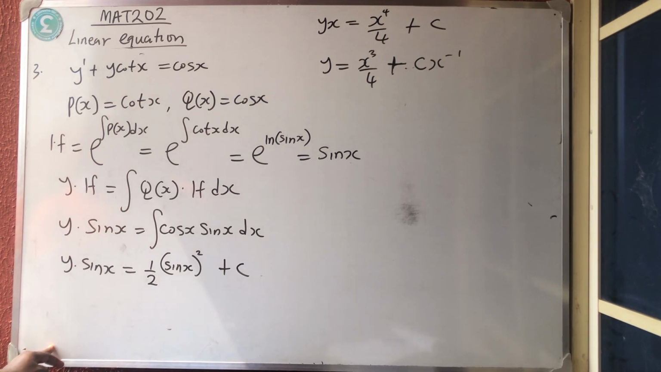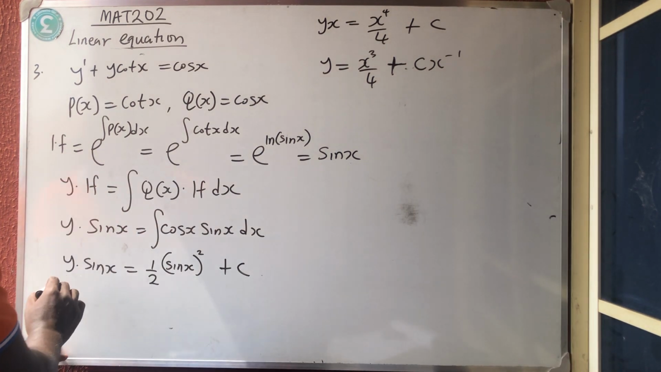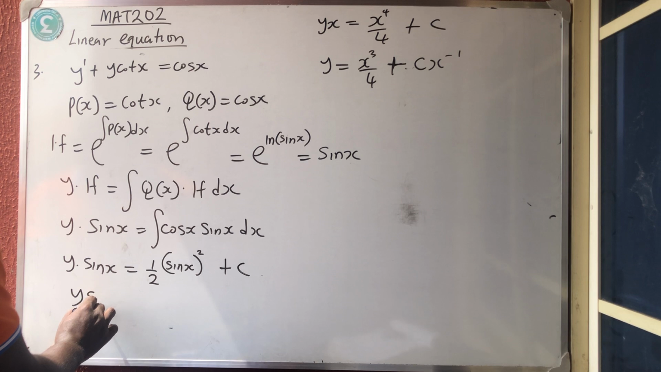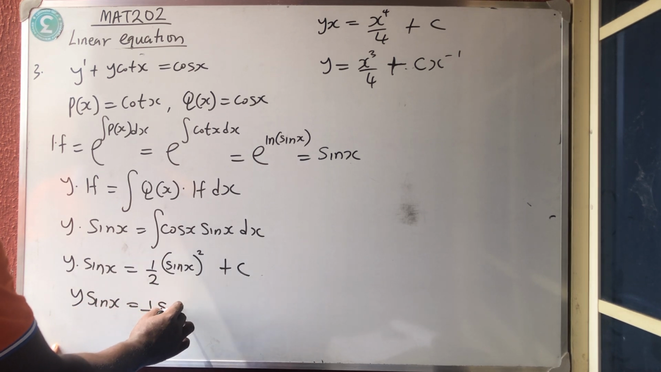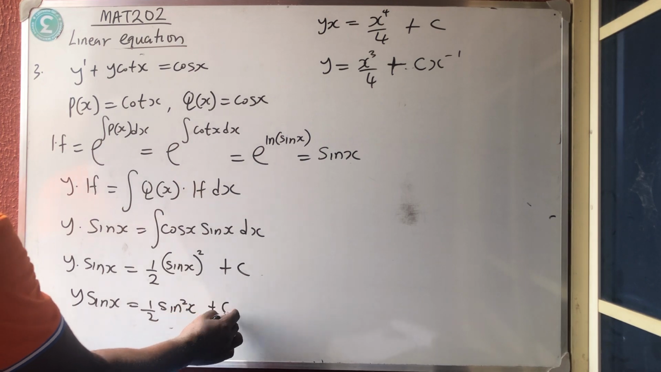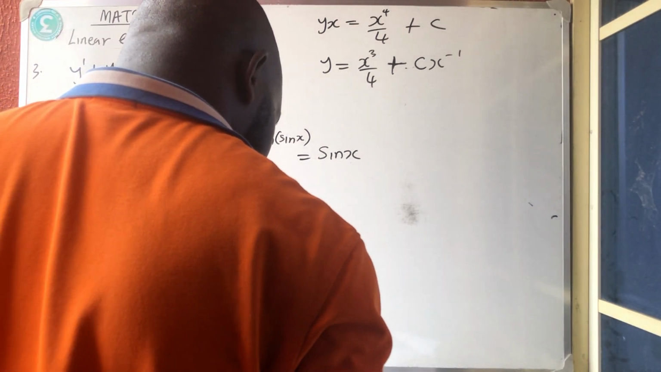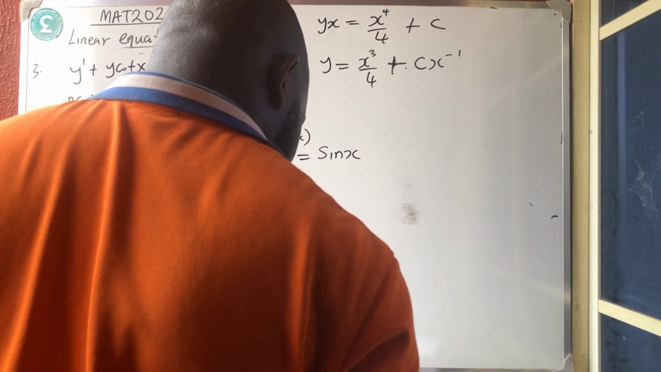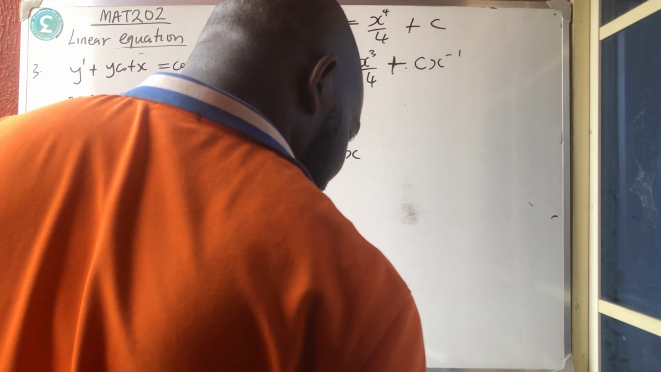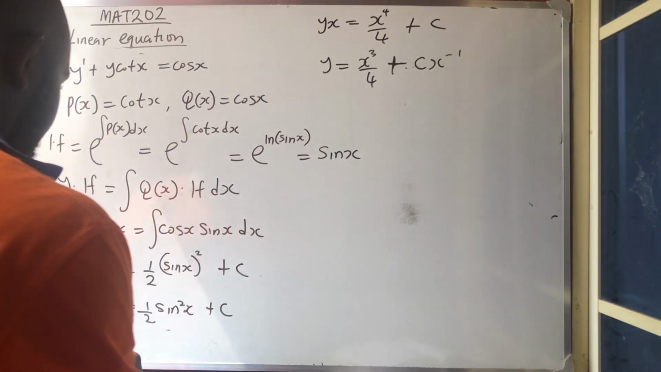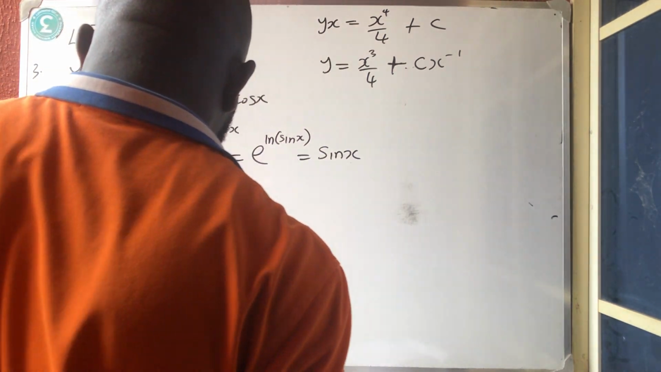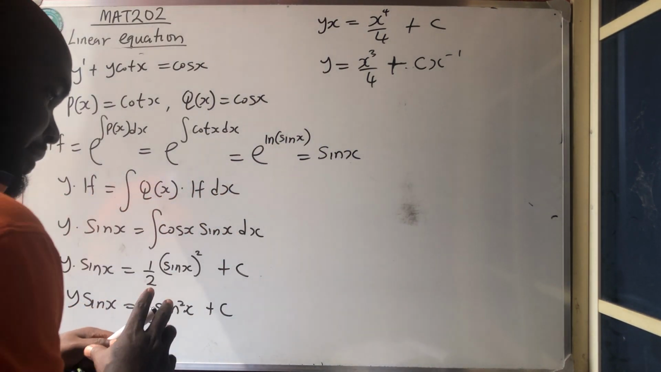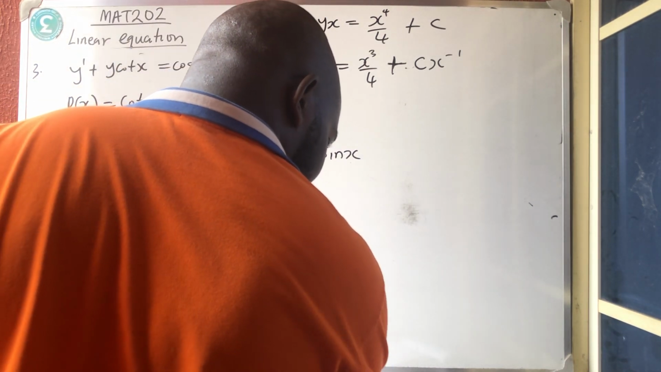If you don't know this, please go back to my video on differentiation. So y sine x is equal to what? 1 over 2 sine squared x plus a constant. Okay, so that is that for that. You can decide to divide everybody by sine x if you wish.